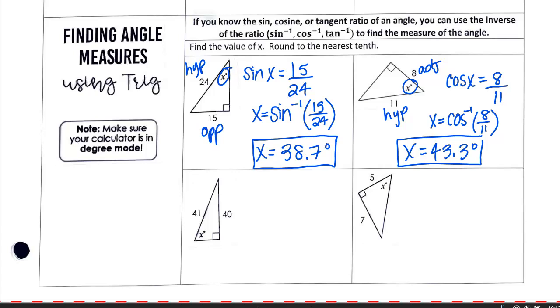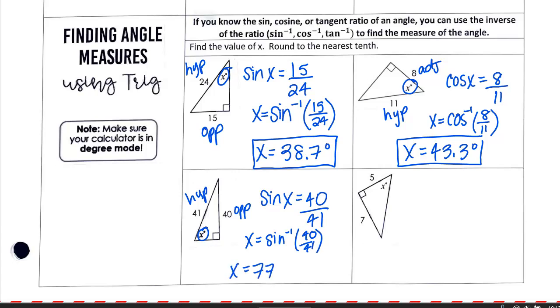All right, our next example, here's our angle. We are given the opposite, and there's the hypotenuse. So that means we're going to use sine, and that is the opposite over the hypotenuse. And then to show our work, x equals the inverse sine of 40 over 41. Type that in our calculator, and we get 77.3 degrees.